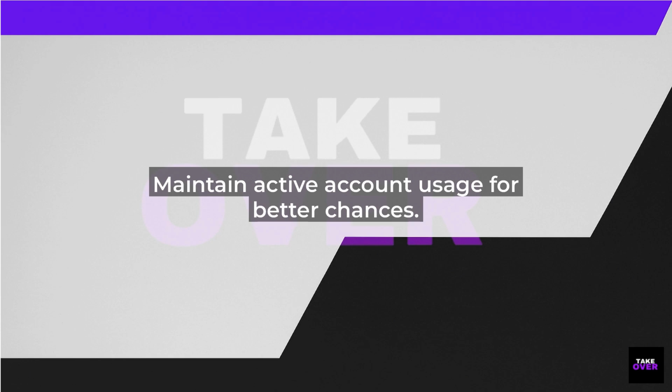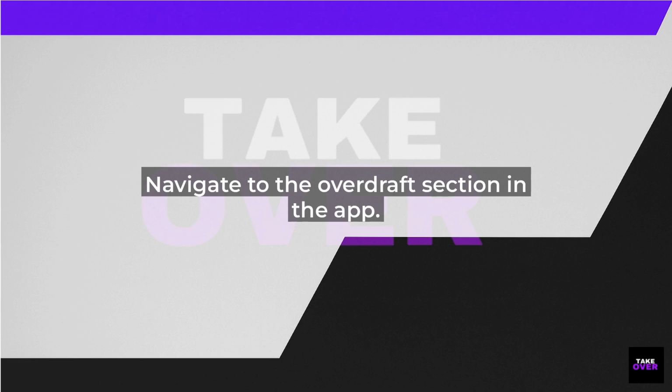Now, head to the Overdraft section in the Revolut app. You can find this under the Accounts or Features tab. It's usually straightforward. Click on it and follow the prompts to apply. You'll need to specify how much overdraft you want, up to the limit Revolut offers, which could be based on your profile.